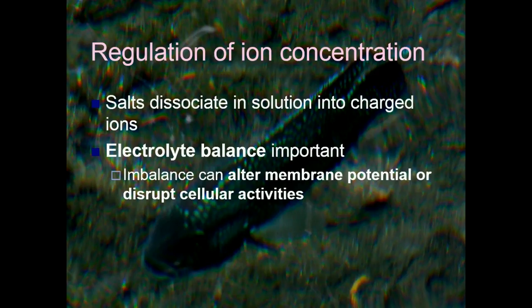So an imbalance in electrolytes, an imbalance in these solutes, can impair all those functions that depend on specific changes of the membrane potential. It can disrupt intracellular processes. Just think about calcium, for example, which is an important intracellular messenger. Well, without the calcium, signal transduction pathways, or many signal transduction pathways, would not work properly.